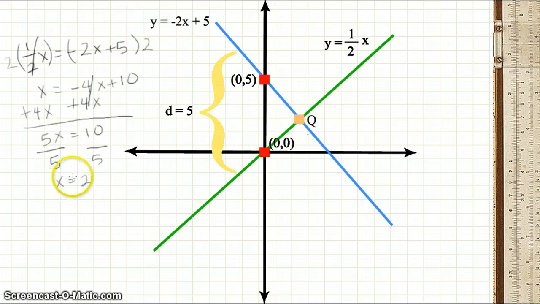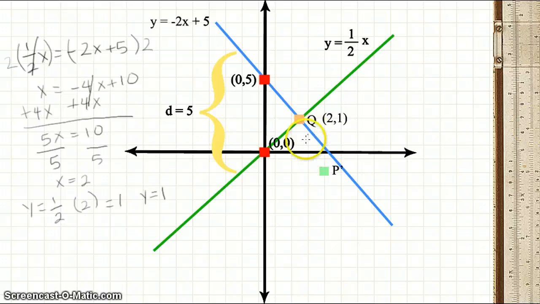And so next, all I really want to do to find y is just plug it into our original equation of y equals 1/2 times x. So I'm just going to go ahead and do y equals 1/2 times 2. And 1/2 times 2 is 1, meaning that our y is 1. And our point for Q is 2, 1. So now we want to find a new point of P prime, which is 0, 5 reflected across our original green line here.